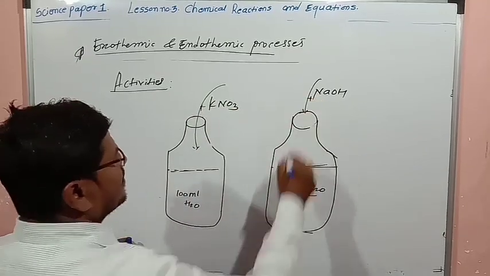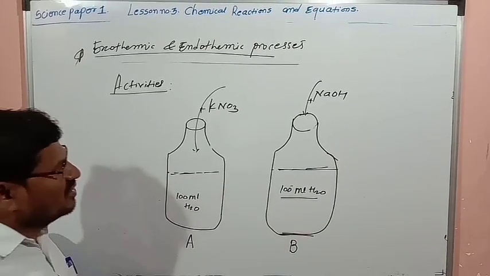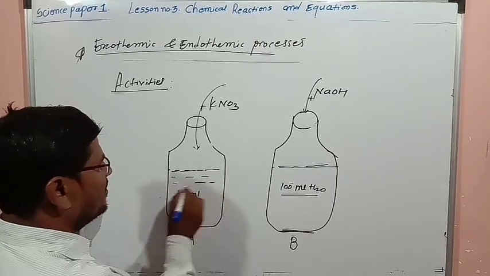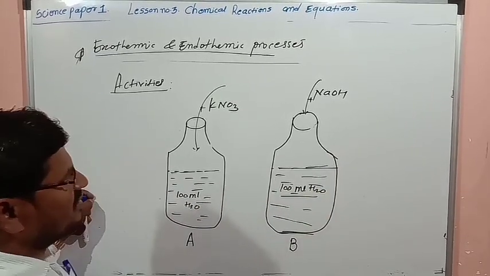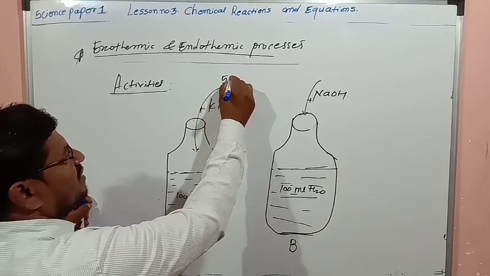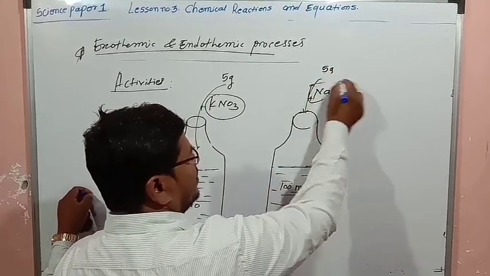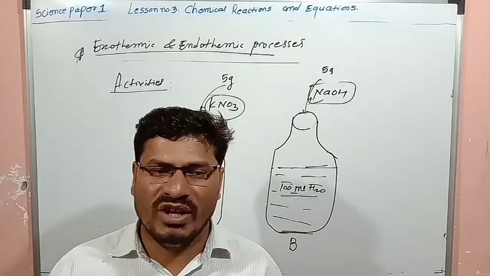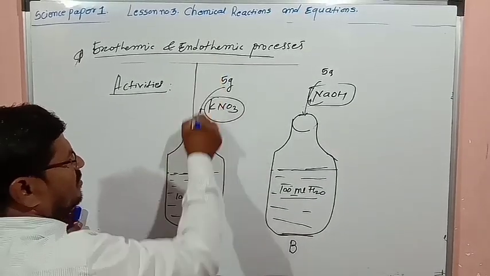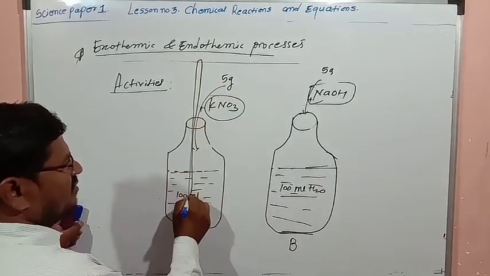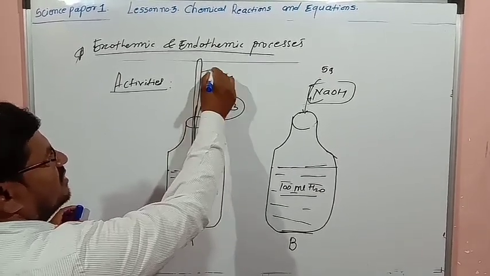Suppose this one is bottle A and this one is bottle B. So firstly you are taking 100 ml of water in both bottles. After that, suppose 5 gram KNO3 you take, and here also 5 gram NaOH you take, and an equal amount of that substance you have to add into the bottles. When you add this, with the help of a thermometer, you will take the readings here.